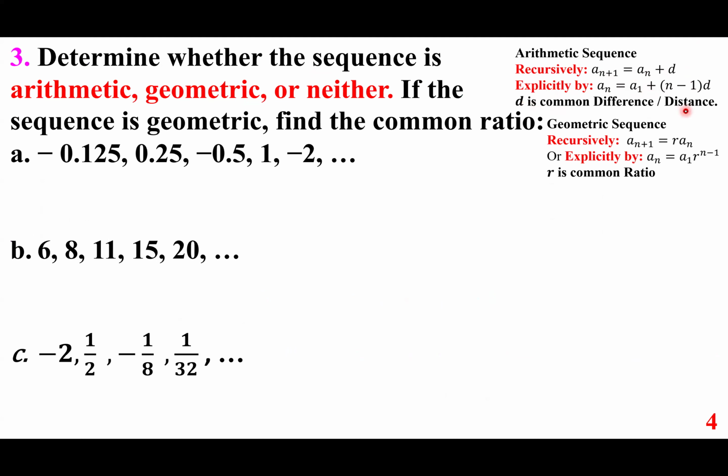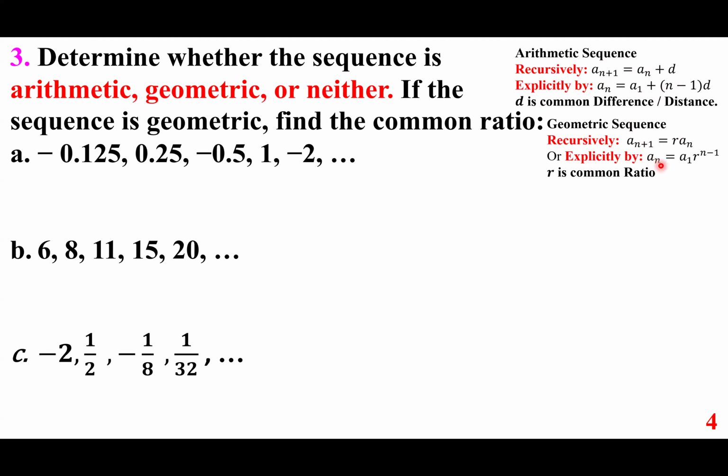In other words, in the case of arithmetic sequence, if you want any term, you go to the previous term and you add some constant number. So that would be recursively. Or in general, a sub n is a sub 1 plus n minus 1 times d. So that's how you find different terms. In the case of a geometric sequence, recursively a sub n plus 1 is r times a sub n.